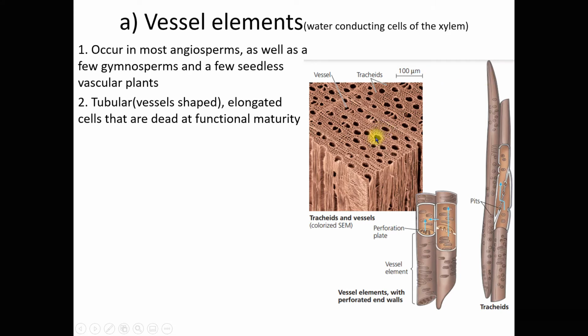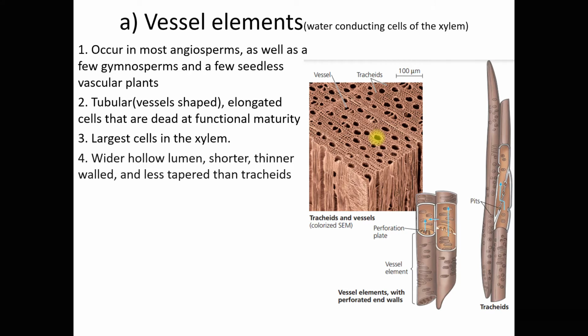Sorry, vessel shape and elongated, memanjang. Okay, elongated cells. The vessel dia ada ruang kosong. Okay, tubular or vessel shapes means dia ruang kosong, berongga. Right, largest cells in the xylem. Okay, it is the largest cell in the xylem. And then it has wide or wider hollow lumen.